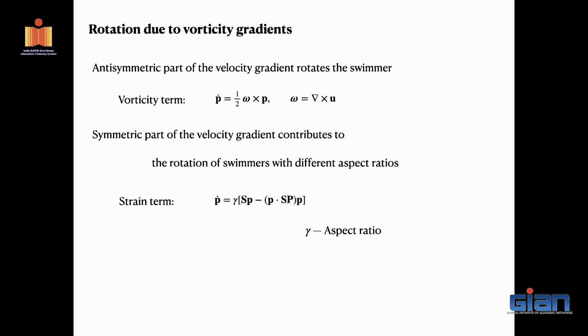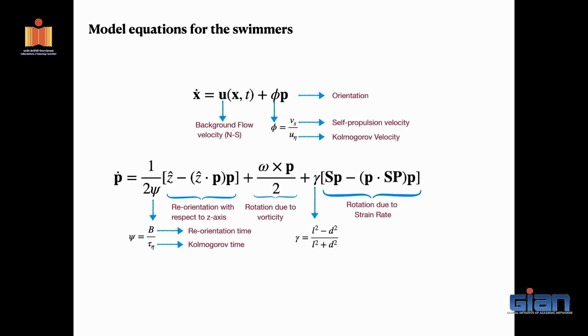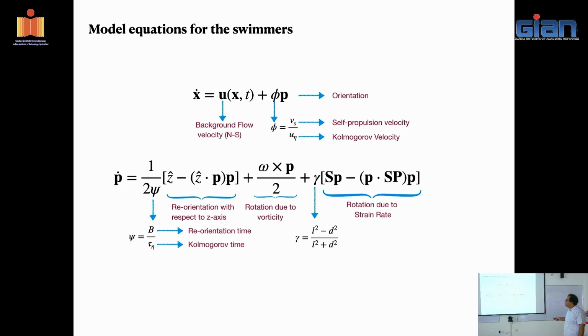Then again, Anupam told me that you have been exposed to these parts. So the antisymmetric part of the velocity gradient rotates the swimmer, so it will have this term, and the symmetric part of the velocity gradient contributes to the rotation with different aspect ratios. So I can consider phytoplankton that are spherical, spheroids, and rods. So I will have these terms. So finally, I can write down an equation of motion for the phytoplankton.